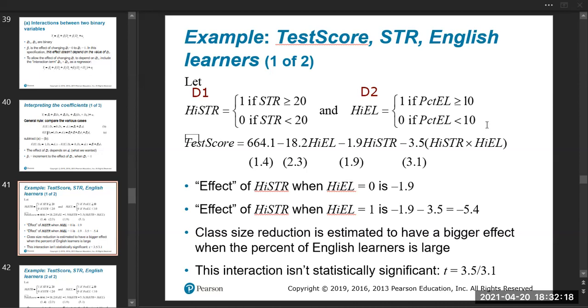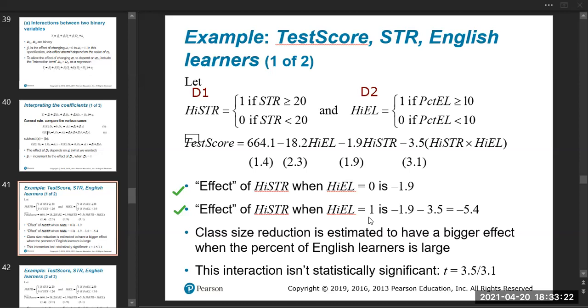Now we get the effect of high STR on test score when high English learner equals 0 is minus 1.9. Because our x variable is a binary variable, the effect is a group difference. So the test score difference between a high STR and low STR school district is 1.9. While when high English learner equals 1, which means in high English learner districts, the difference between high STR and low STR school districts' test score is 5.4.